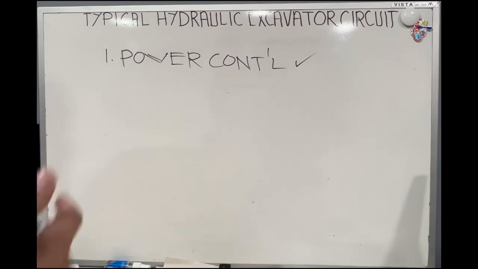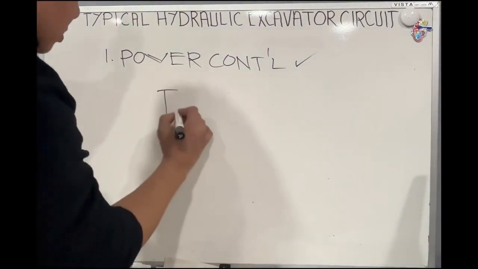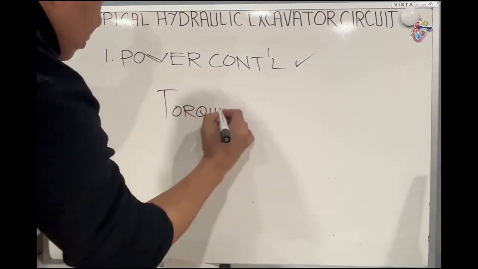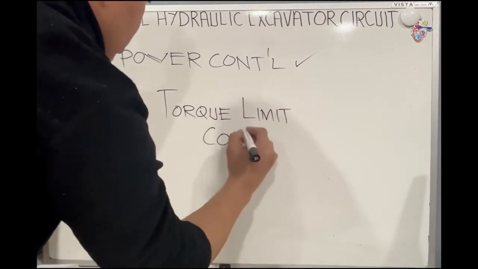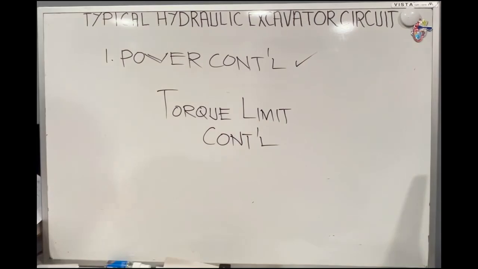Okay, so torque limit control. So we're limiting the control of the torque of the engine so that the engine will not stall. So that is the right term really when we look on the PQ diagram or curve. So it's actually a torque limit control.